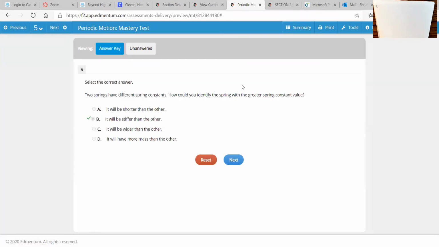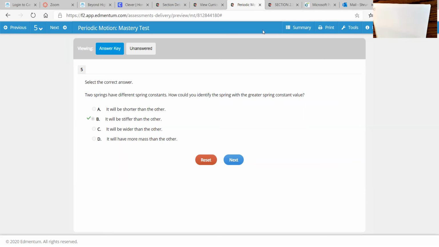Two springs have different spring constants. How could you identify the spring with the greater spring constant value? Well, the quickest answer is that it will be stiffer than the other. And that means it will resist you either compressing it or stretching it because it requires more force.